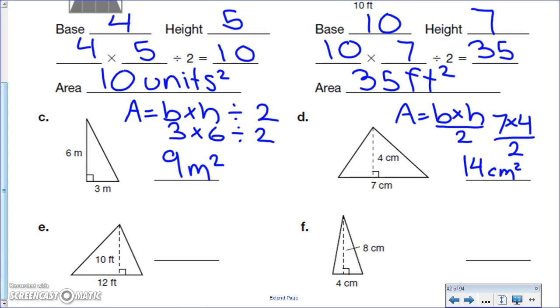For E, we have a base of 12 and a height of 10. So we're going to write out the formula again. And then we're going to fill in what we know. We know that 12 times 10 is 120. 120 divided by 2 is 60. So we're going to get 60 feet squared.